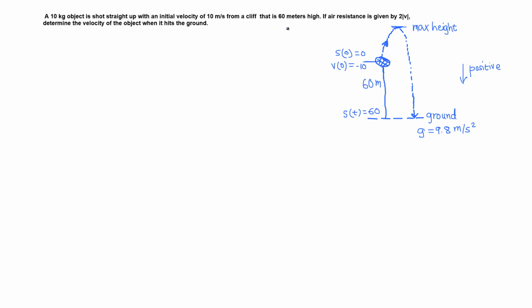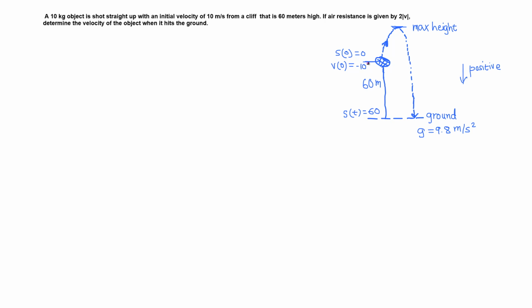Read the question carefully. So basically we have an object of mass 10 kilogram at a height of 60 meters from the ground, which is being thrown vertically up towards the sky, and we need to assume that when it drops, it misses the cliff and goes to the ground. So we start from here.